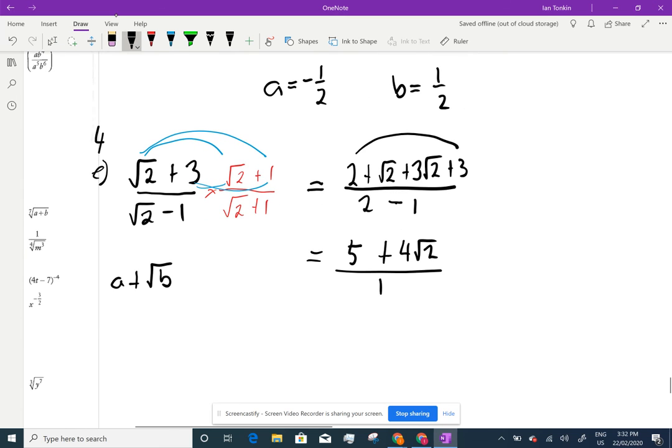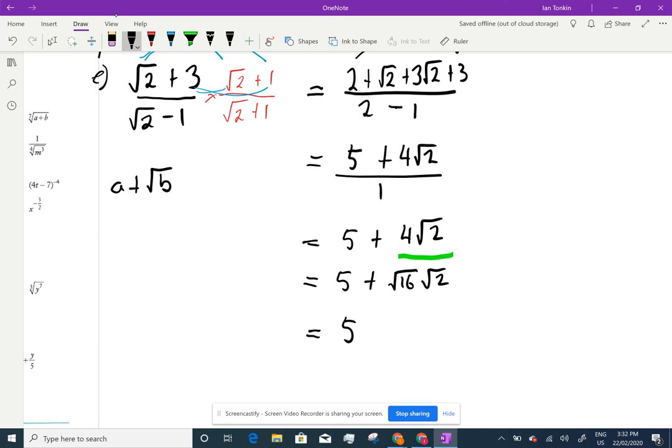And you're thinking, oh wow, 5 plus 4 root 2. But they want this bit written as a whole surd. So I've got to put that 4 back in. So that's 5 plus the root, and the 4 can be written as root 16 times root 2. And that'll give me 5 plus root 32. So my A equals 5 and my B equals 32. Let's just see if that's right. And it is.